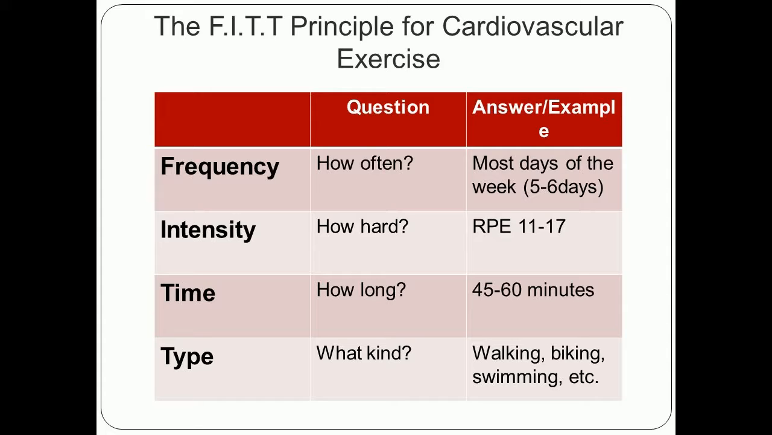The F.I.T. principle for cardiovascular exercise. Frequency. How often? Most days of the week, 5 to 6 days. Intensity. How hard? RPE 11 to 17. Time. How long? 45 to 60 minutes. Type. What kind? Walking, biking, swimming, etc.